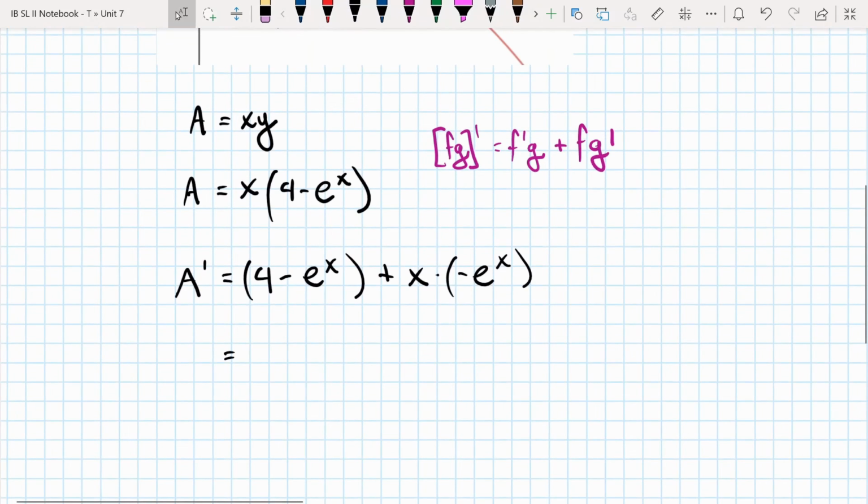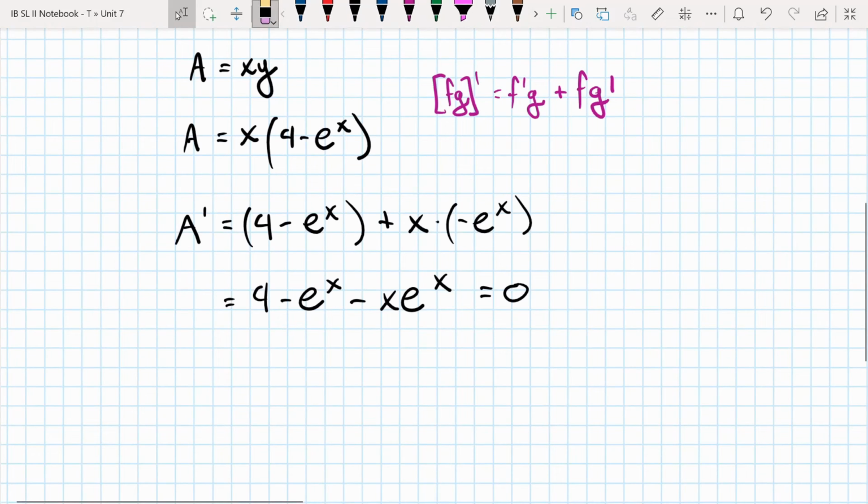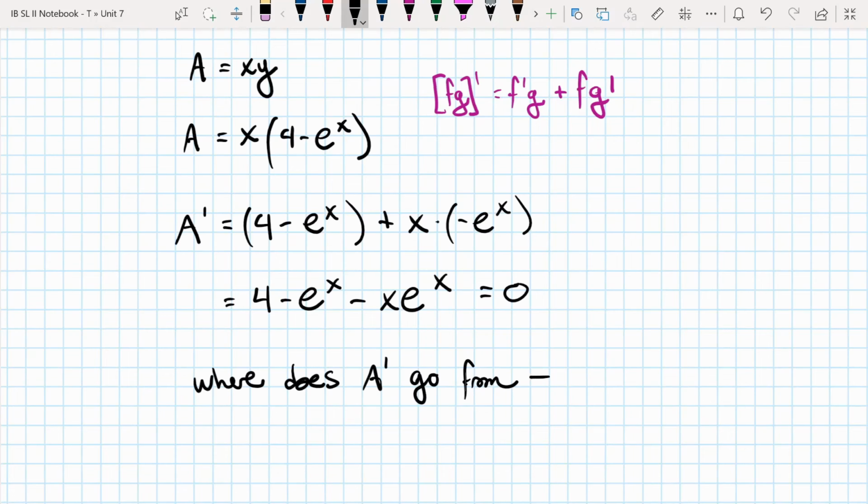Now let's rewrite this: 4 minus e to the x minus x e to the x. And we're going to set the derivative equal to 0. Okay, so the question is, where does A prime go from positive to negative, if we want to maximize this? Okay, and we're going to use our calculators for this. So where does the derivative, this function here, go from positive to negative?